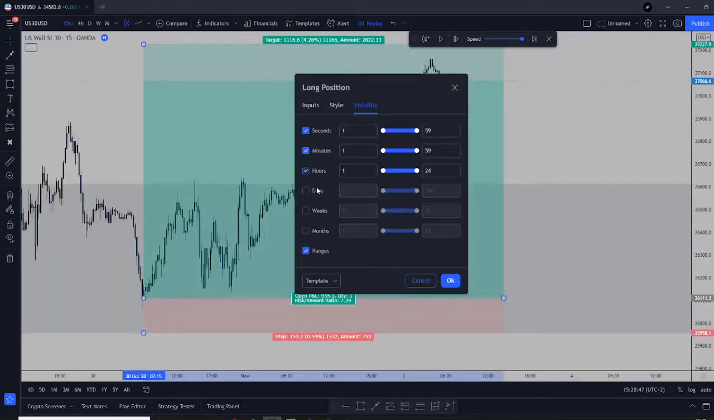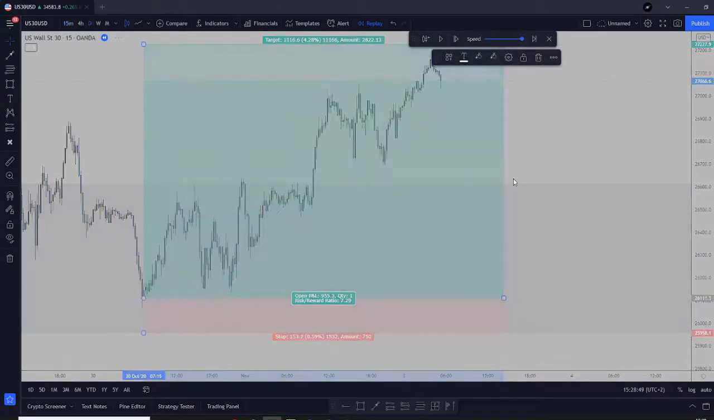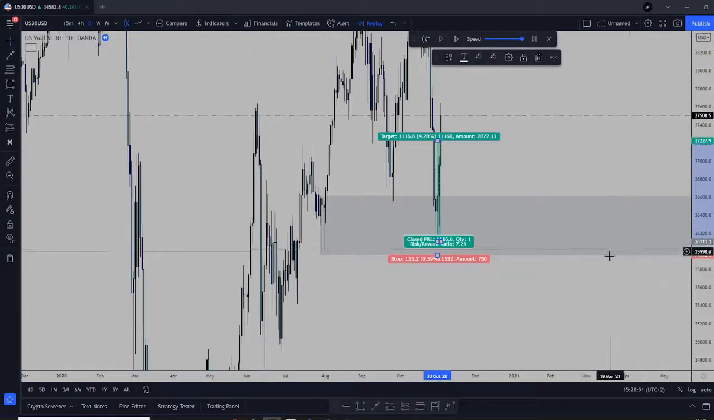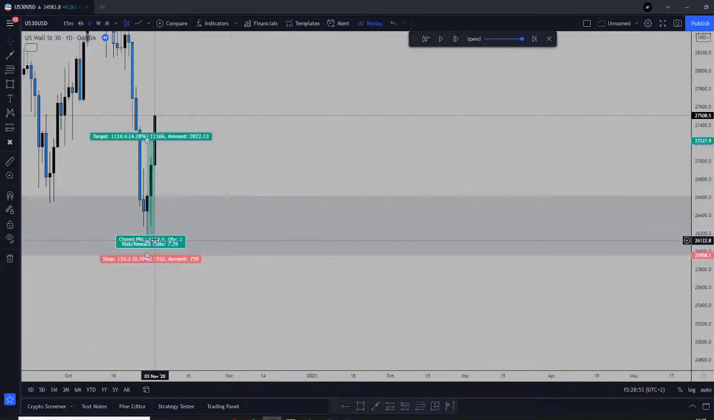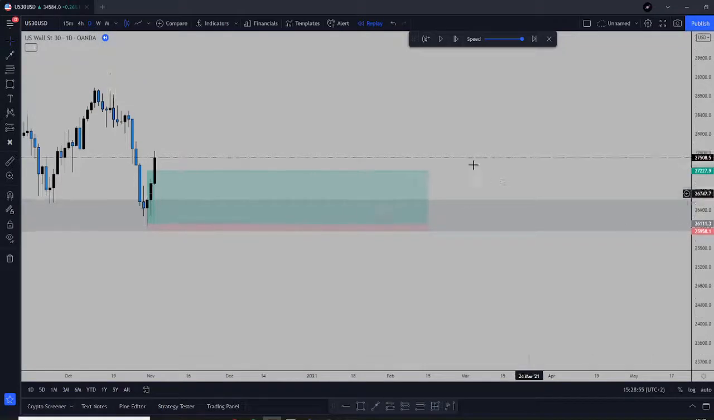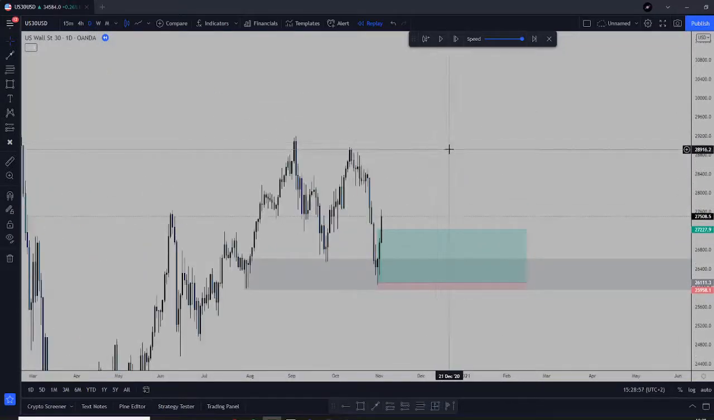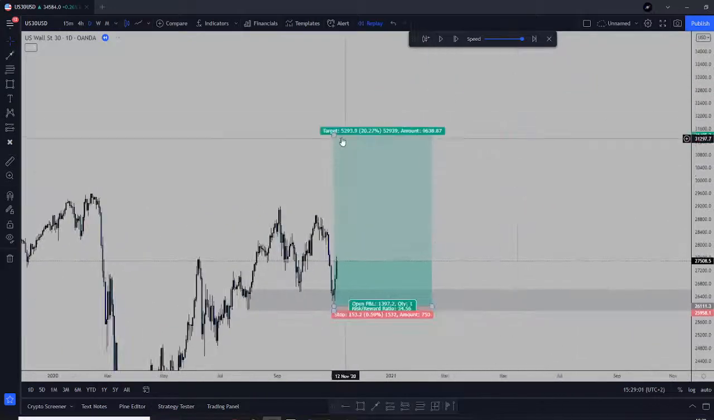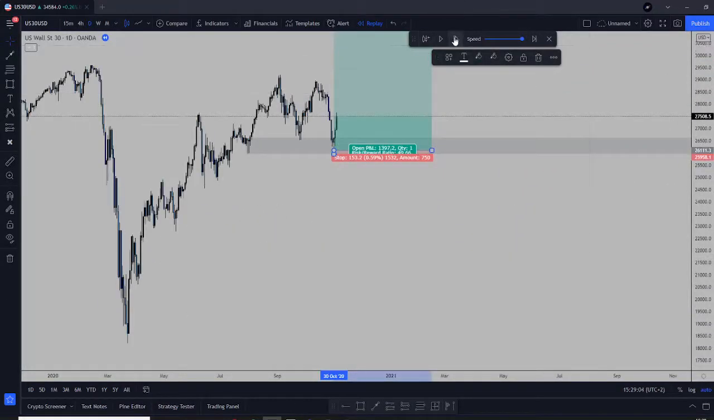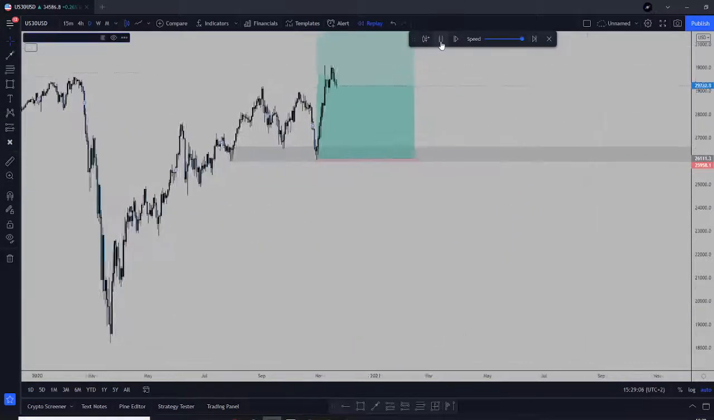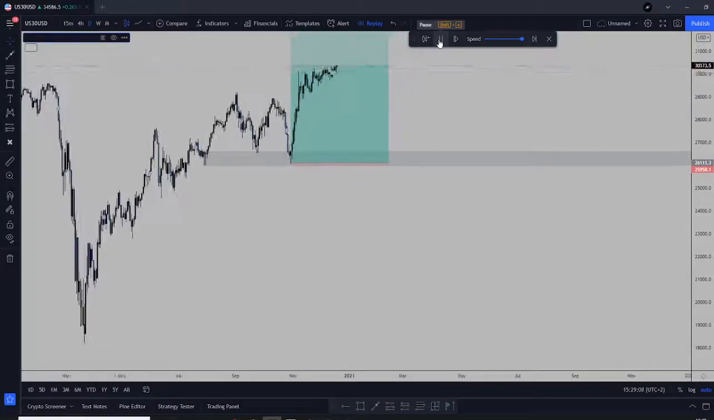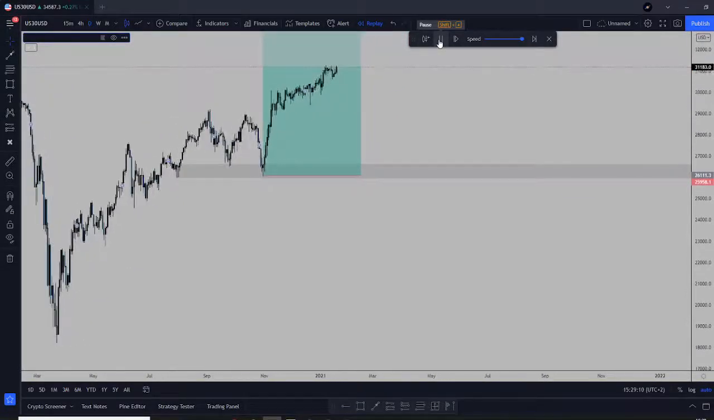Let me just make this visible on the daily as well. So on the daily, you can see this is basically the entry that we took, which would have been a valid entry. And as you can see, we're just gonna put this like this, and we're just gonna leave this one run until it comes to the time where we are right now, which is October 12th.